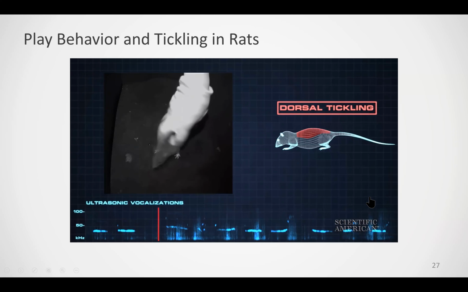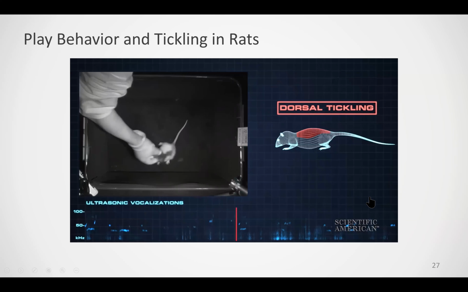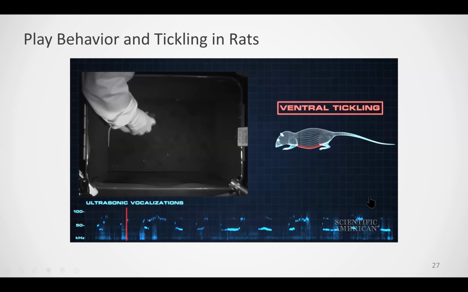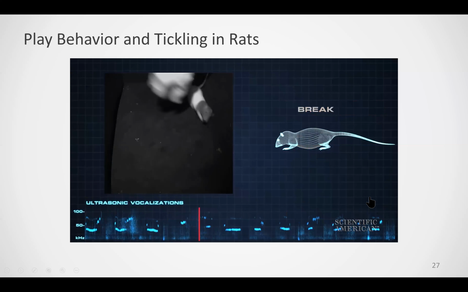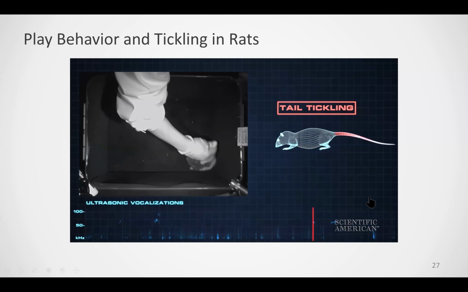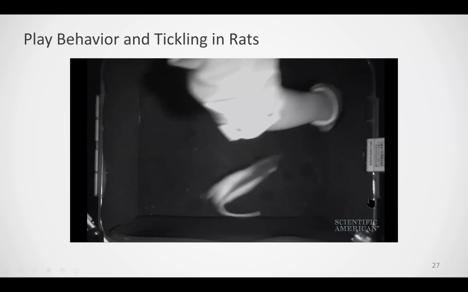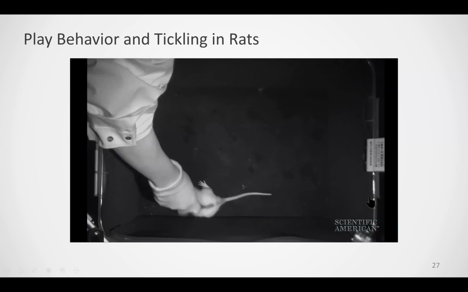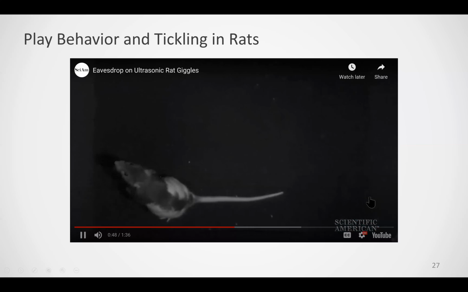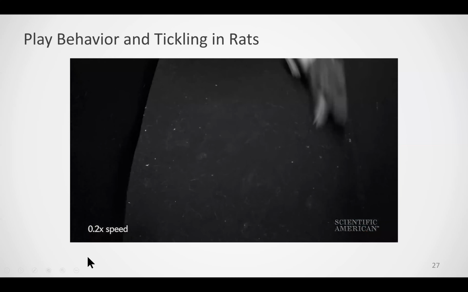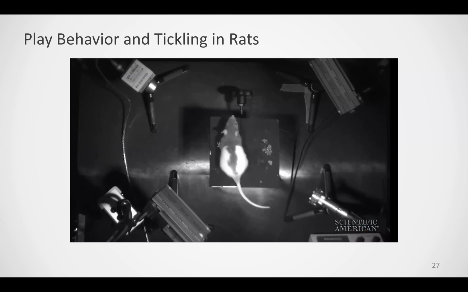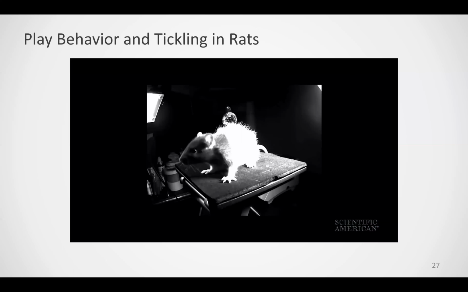And then they've actually mapped out the vocalizations. So this is dorsal tickling. Okay, there's ventral tickling. And again, it's mimicking a behavior that a rat might do with another rat. And there's even tail tickling. So it's a wonderful way to interact with a rat. They're actually wonderful species to work with. So if you get a chance, you might want to go back and actually look at this a bit more.